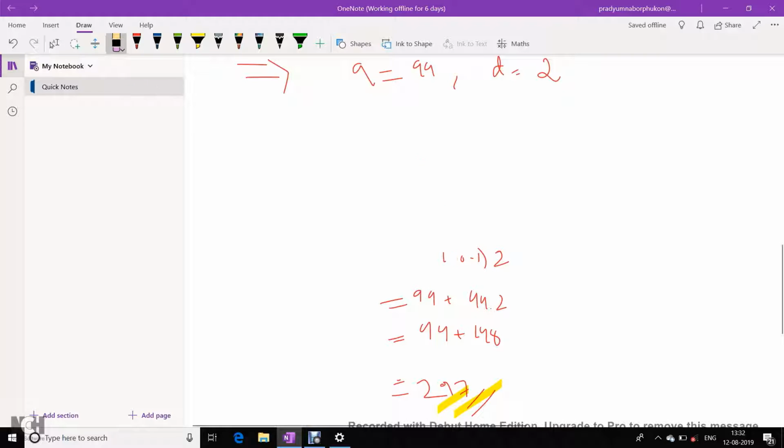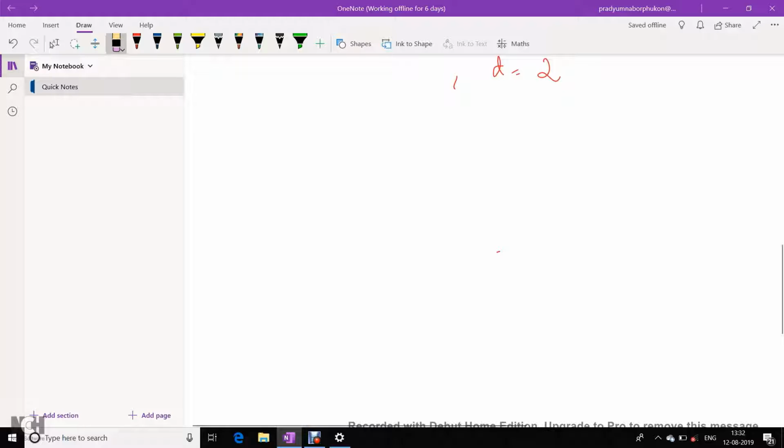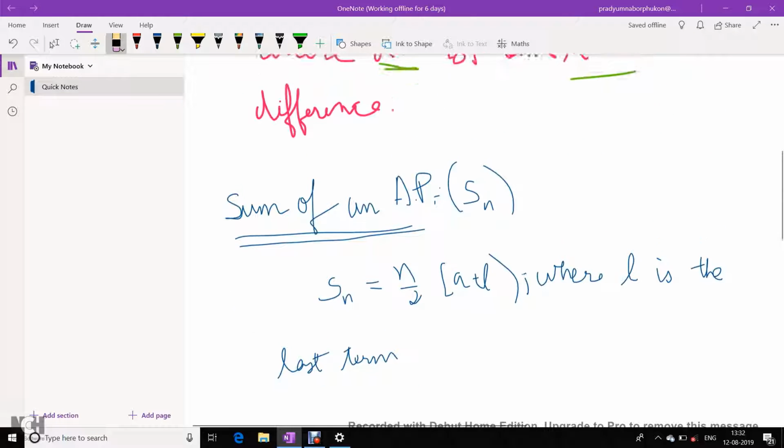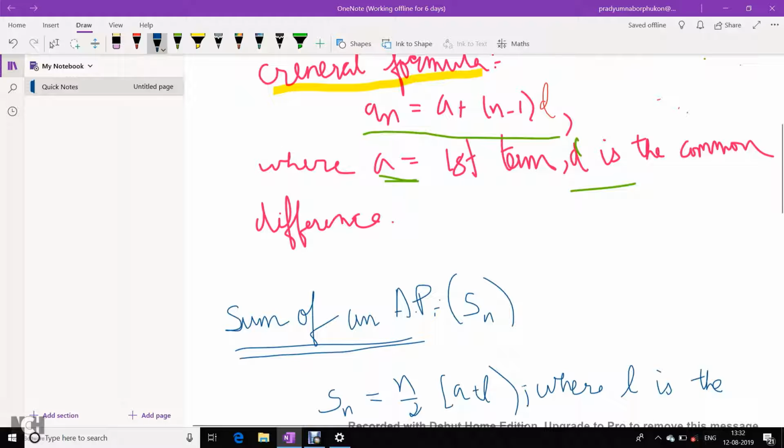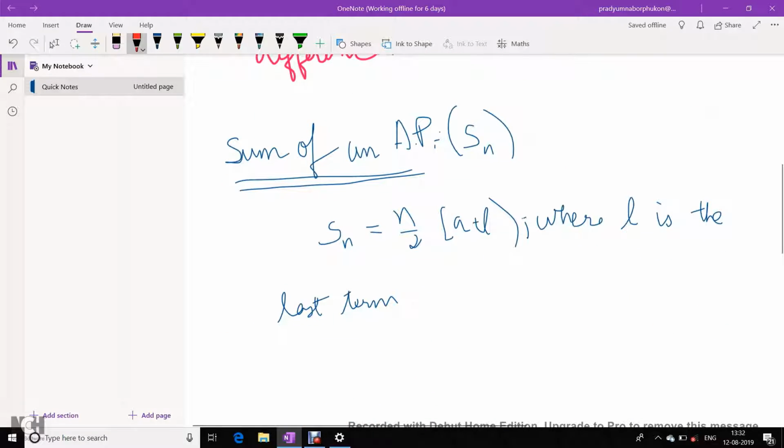Then next we will learn about the sum of an arithmetic progression, right? How will we find the sum of an arithmetic progression? So the formula is given here. As the formula suggests, Sn denotes the sum of n terms of an AP. Here I have given only one formula. In the formula, Sn is equal to n by 2 into a plus l, where a is the first term, as I have mentioned earlier, and l is the last term.